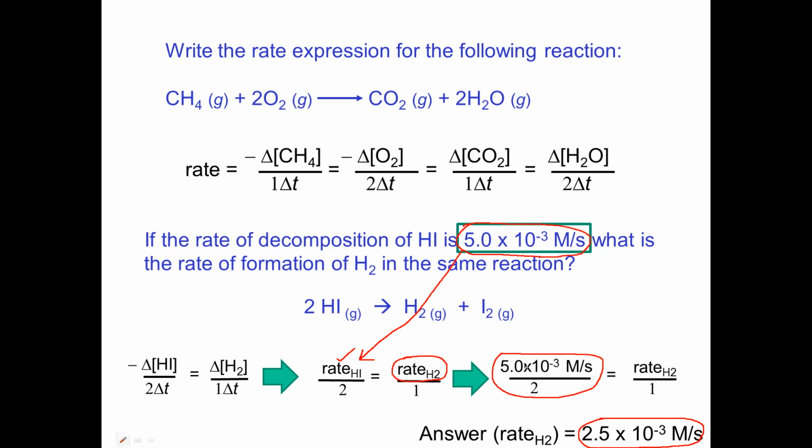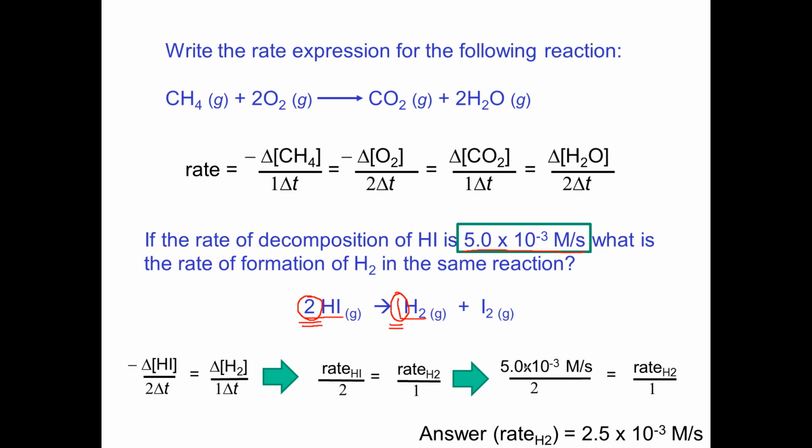Now, let's back this up a second and just think about the logic behind this problem. We're given the rate of decomposition of HI. It's 5 times 10 to the minus third molar per second. But let's just focus on the reaction. We're relating HI to H2. Let's look at the coefficients. For any given unit in time, for every 2 HIs that are used up, we're going to make 1 H2. So, HI is going to be used up 2 times faster than H2 is produced.